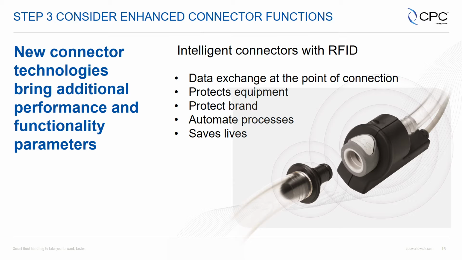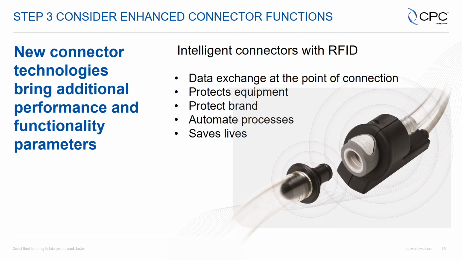And so what does this mean? Well, this means on the right-hand side of this picture we have a reader, and on the left half of this connection we have a tag. And the reader reads information that we have already put on the tag. It could be a lot number, it could be an expiration date. We can write to the tag and we can keep track of every time it's connected. This allows you to protect your equipment from someone connecting the wrong connector. It can protect your brand, preventing someone from using, say for example, a pirated fluid or an off-brand or a competitor's product. It can also automate processes.